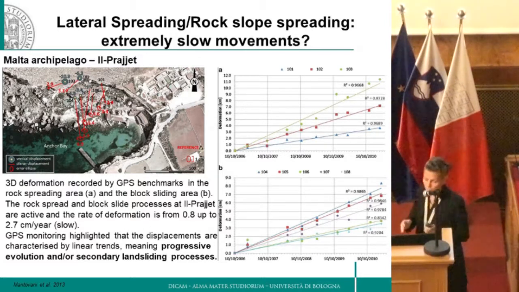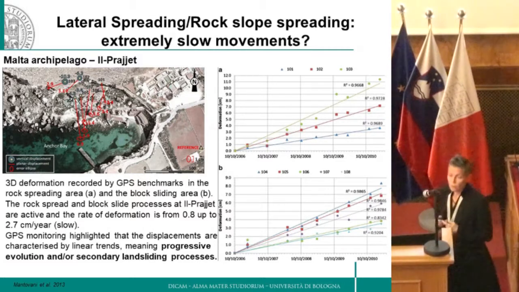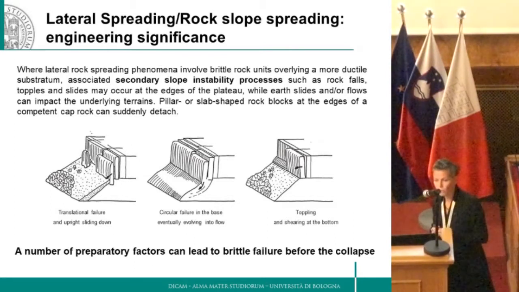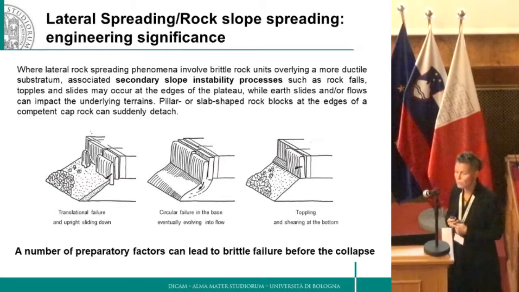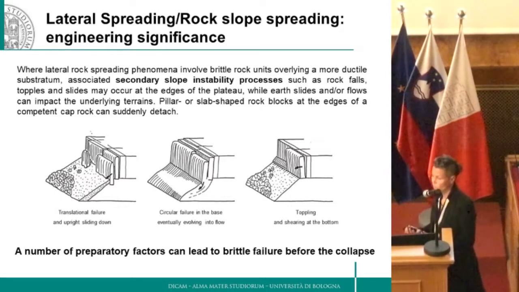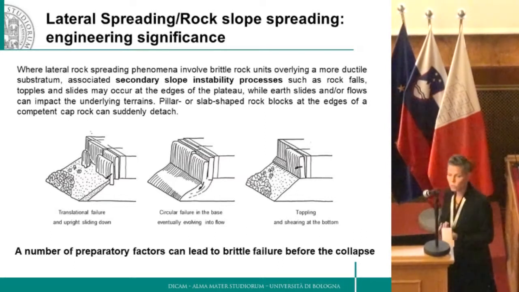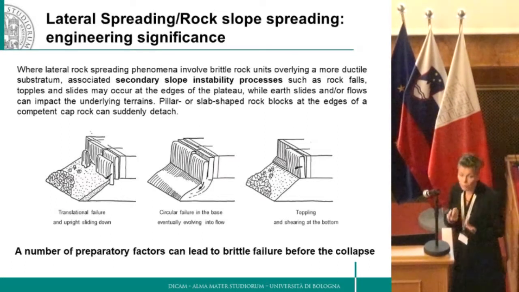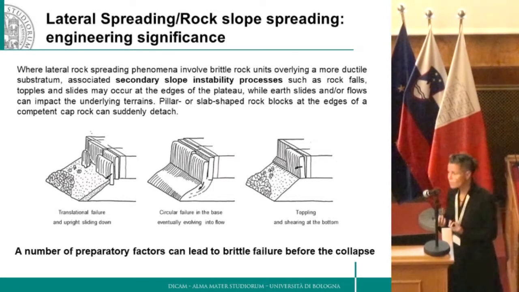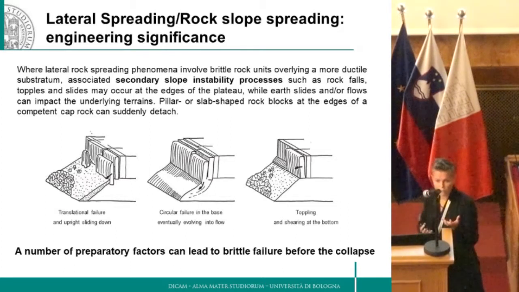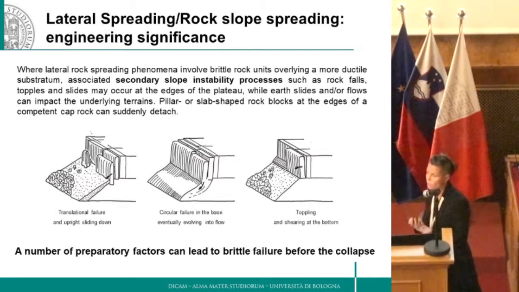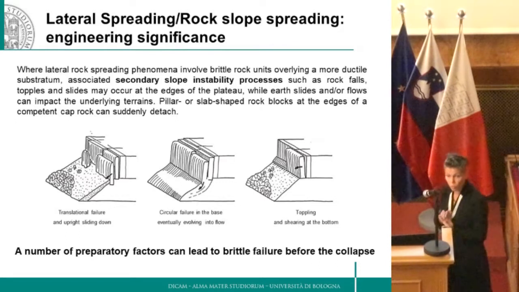So what happens at the boundary? Frequently, and this is the engineering significance of the work, when you are dealing with the boundaries of slabs affected by lateral spreading, you can experience rapid movements. So the evolution is from extremely slow movement to fast movement. And this is for brittle fracturing, which is really difficult to detect. Because even if you have monitoring systems, how can you deal with very instantaneous and very rapid detachment of blocks?